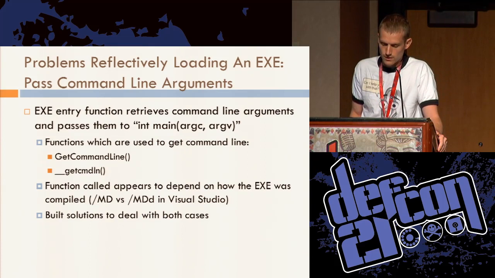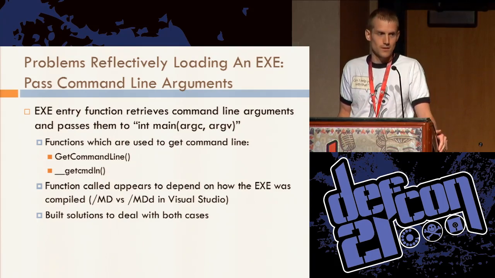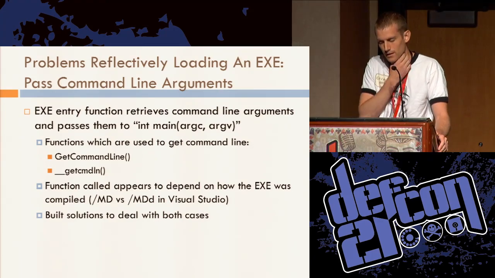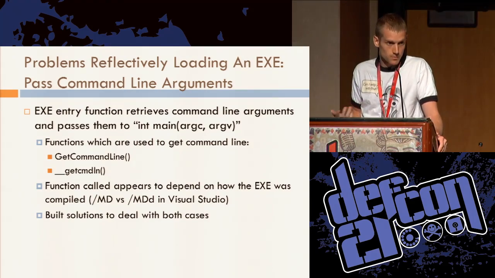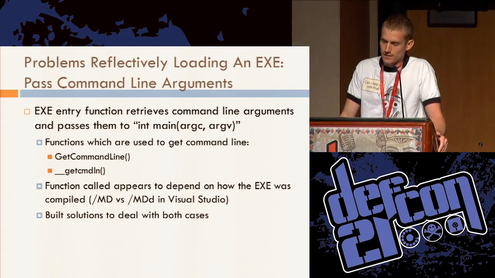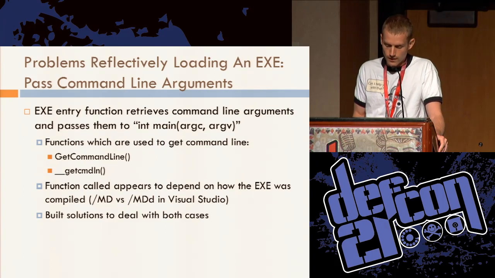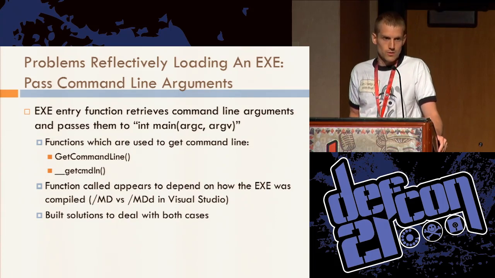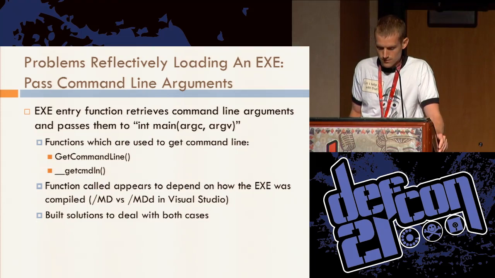Okay, so the other problem that I had reflectively loading an EXE is that you're going to want to pass it command line arguments. But the command line arguments that it's going to retrieve are the command line arguments that PowerShell started with because you're running inside the PowerShell process. The first thing I wanted to do was just go inside the process environment block, the PEB, which is where the command line arguments are stored, and just overwrite the string that stores the command line arguments. But that doesn't actually work because the way that an EXE normally retrieves its command line arguments is it makes a function call to GetCommandLine or __getmainargs. And those are provided by two different DLLs. And when those DLLs are initially loaded, they actually cache a copy of the command line arguments. So if you just overwrite the PEB, you didn't overwrite the cached copy that's in the DLLs, and so you're still just going to end up getting the command line arguments that PowerShell was started with, which is no good.